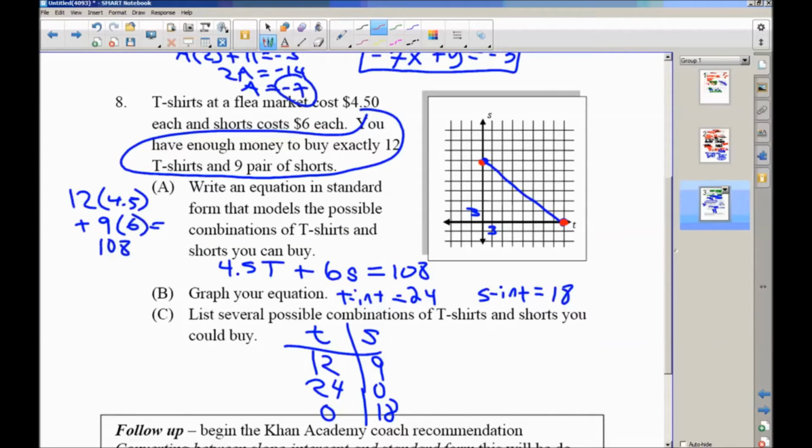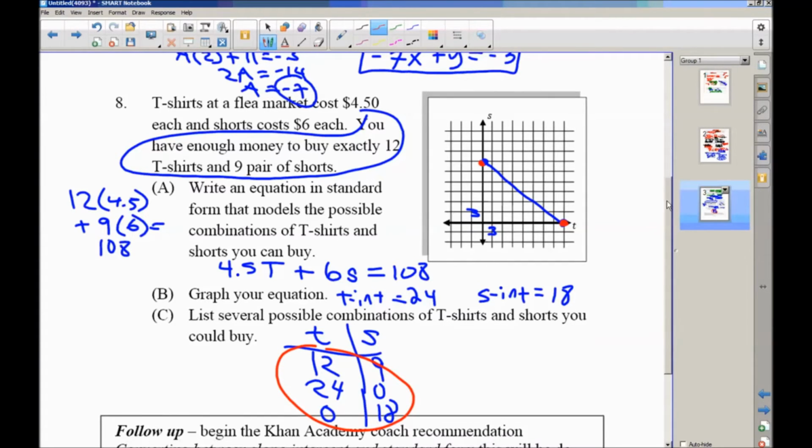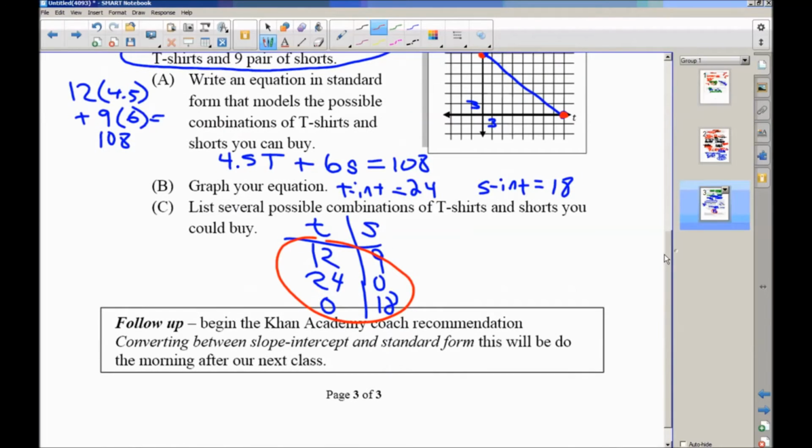Okay, so these are 3. I said list several. Several is fine with me as 3, so I'm going to call it good. Okay, these are 3 combinations of t-shirts and shorts that I could buy. By the way, any place on this little dotted line that is whole numbers is fine. You can't buy half a t-shirt or something like that.